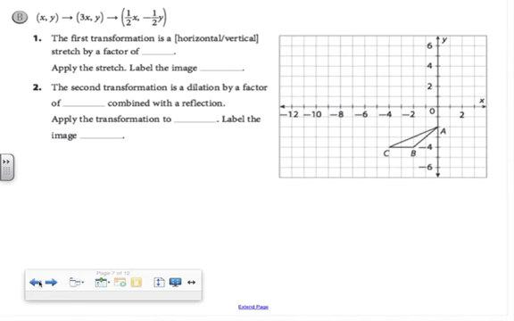So let's do one like that. The first transformation is a, they want us to figure out whether it's a horizontal or vertical stretch by a factor of, and there's a number that they want. So notice what the first transformation is that we're doing. We're multiplying all of our x coordinates by 3, and we're leaving our y coordinates alone. So since it's our x coordinates that we're multiplying, and x is a horizontal distinction, it's a horizontal stretch by a factor of 3. So let's apply that stretch.